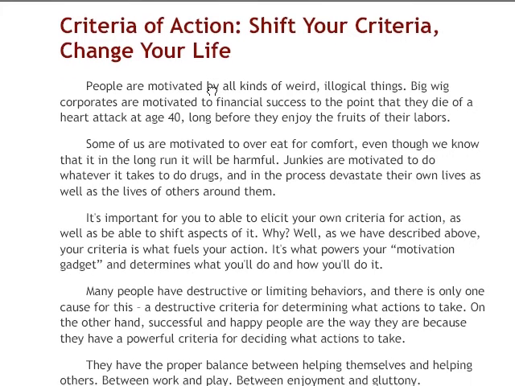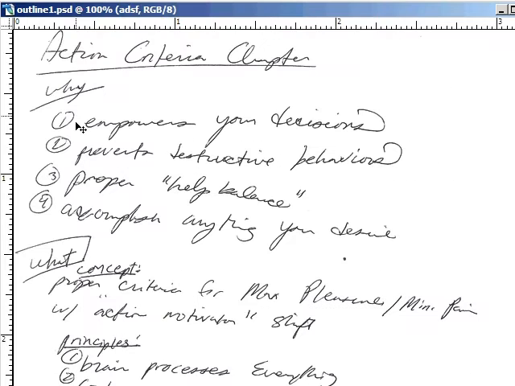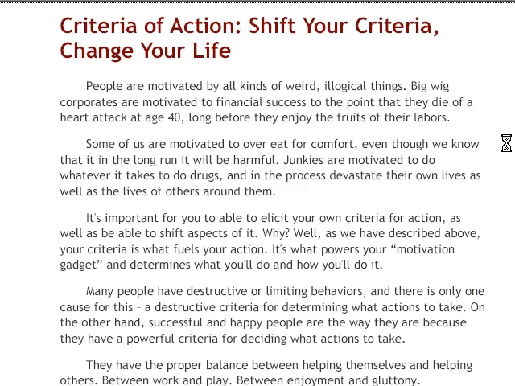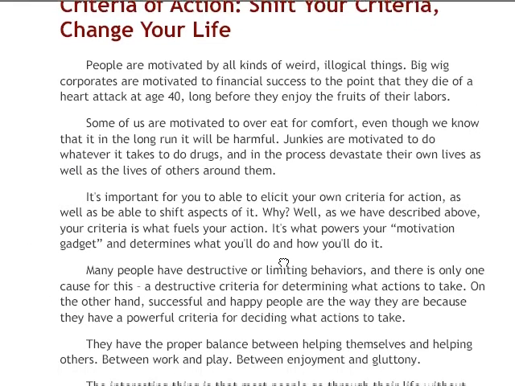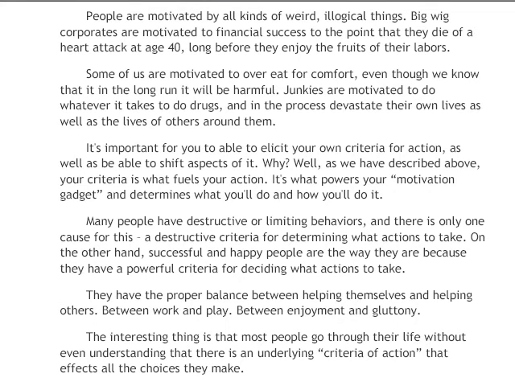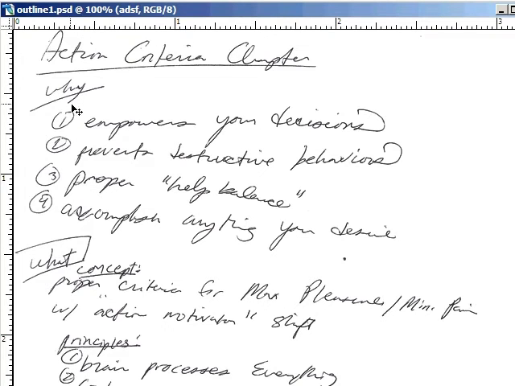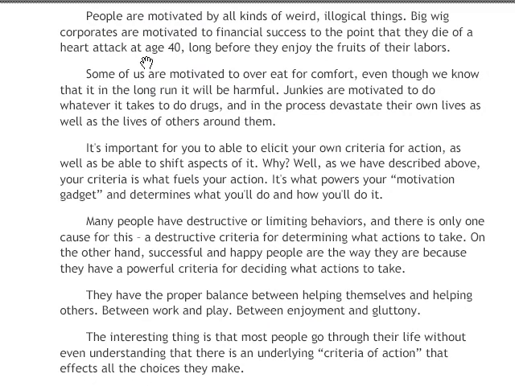We're at the chapter right here. Criteria of action. Shift your criteria, change your life. And like I showed you here, action criteria chapter. So we're going to go through these, and I'm going to point out each individual thing, how I fleshed it out. Based on my outline, I said, okay, this is how I'm going to start off. I'm going to tell them how it's going to empower their decisions, prevent them from making destructive behaviors, help them find proper balance, and help them accomplish anything they desire. So this is how I do that.